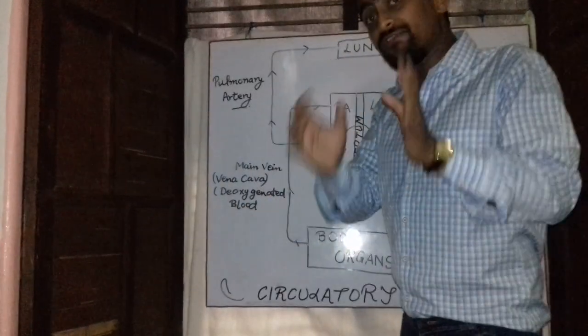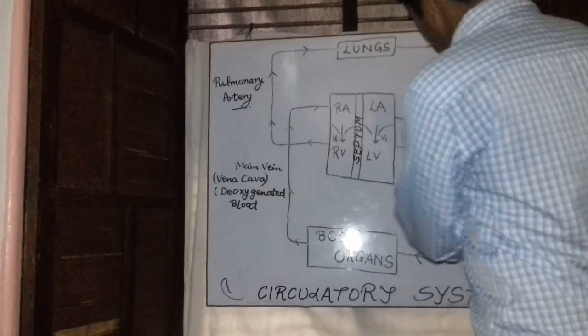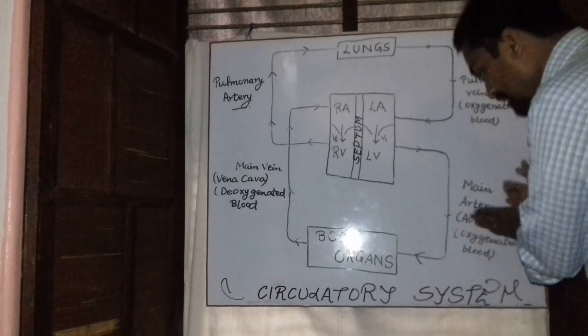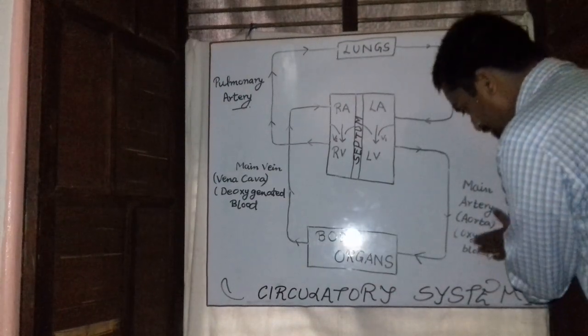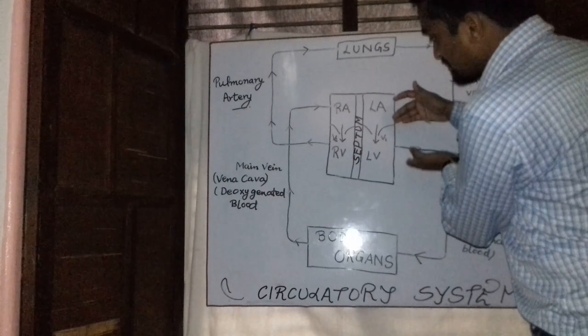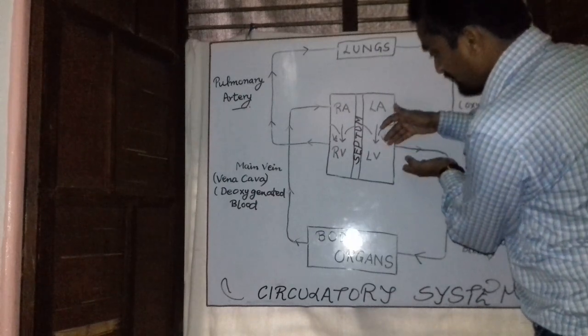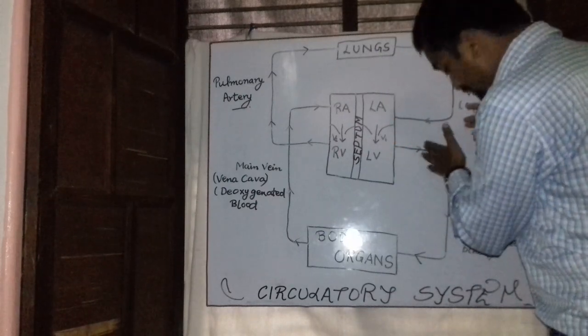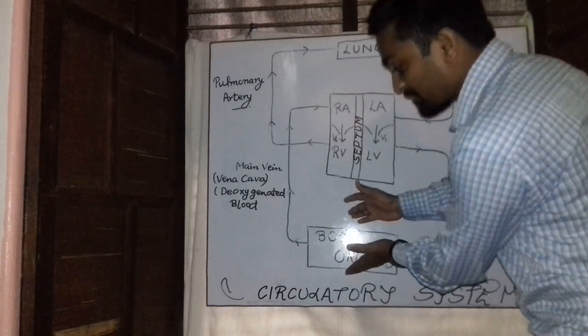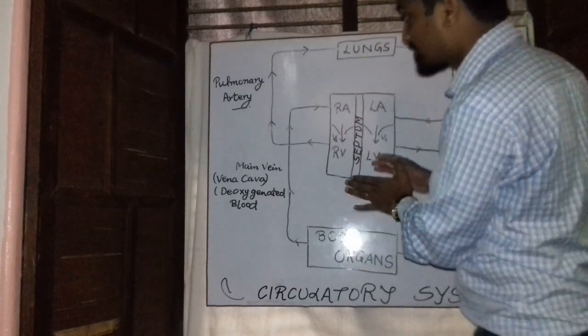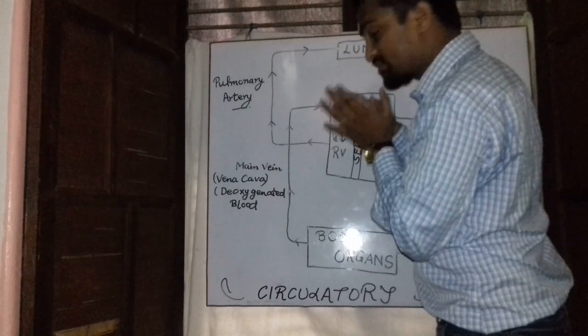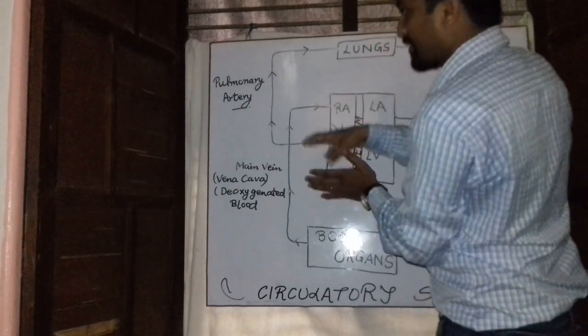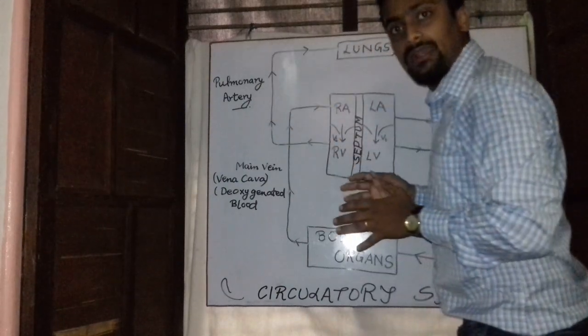So we have two different types of arteries. First is the main artery, which is called the aorta, and it carries the oxygenated blood which it receives from the left ventricle, and then it enters into the main artery and supplies the body organs. And the next is the pulmonary artery, which receives the blood from the right ventricle and supplies it to the lungs.